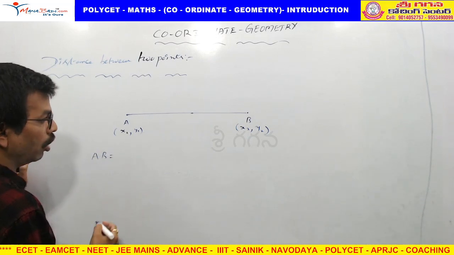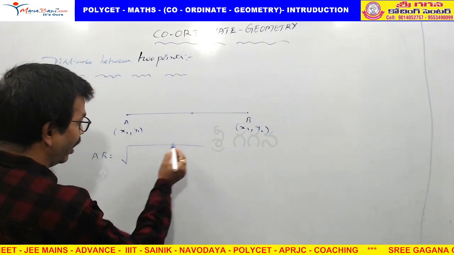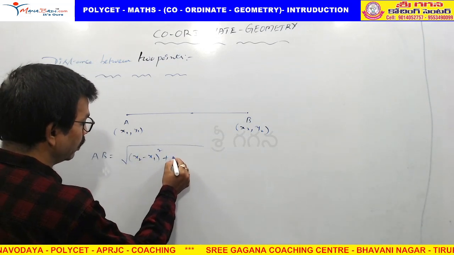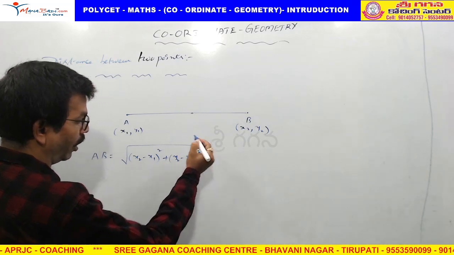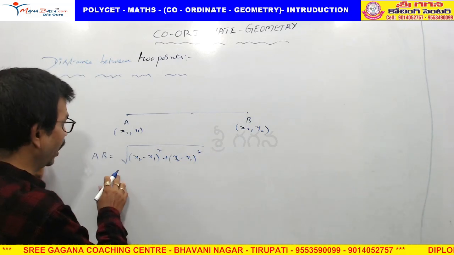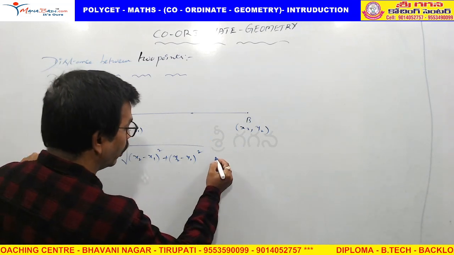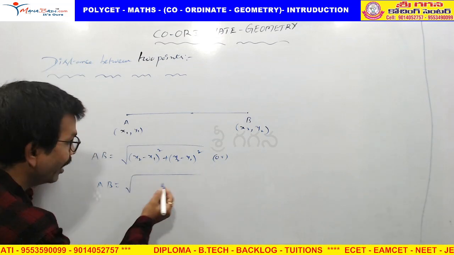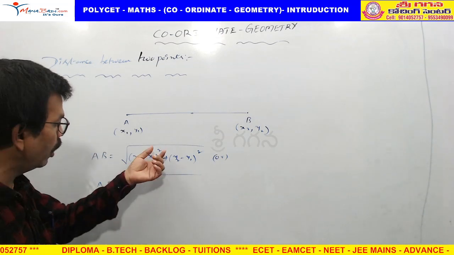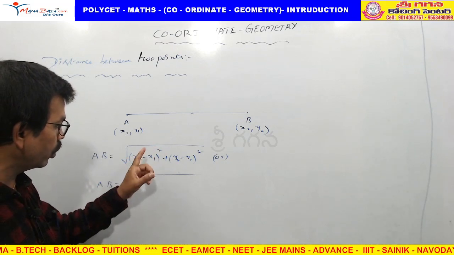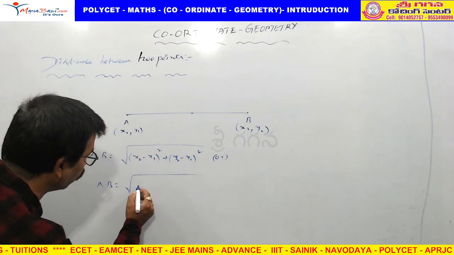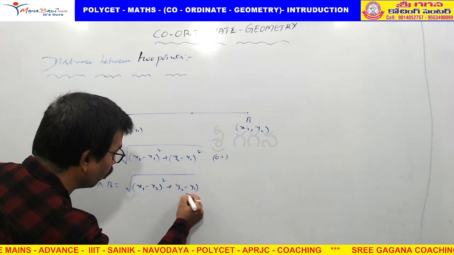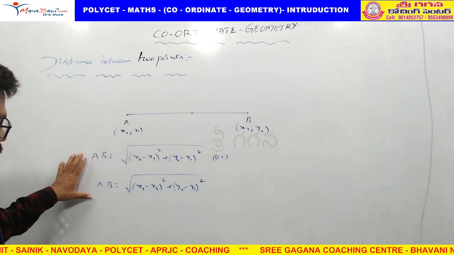AB equals, always you have to write, under root of (x2 minus x1) whole square plus (y2 minus y1) whole square. Or else, if you get a doubt, you can write it like this also: AB equals under root of (x1 minus x2) whole square plus (y2 minus y1) whole square. That is your wish only, because the power value 2 is there. If you take x2 minus x1 or x1 minus x2, the same answer will come. So both are the same only.